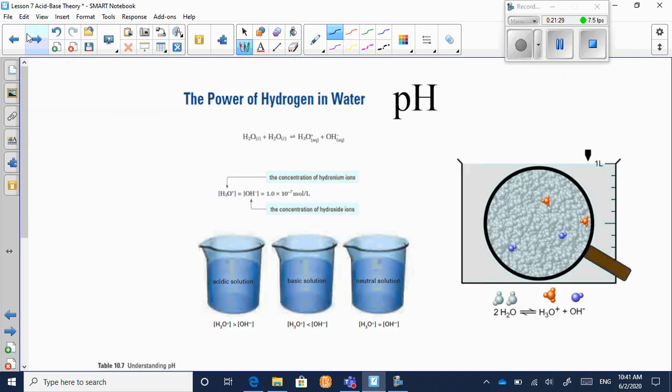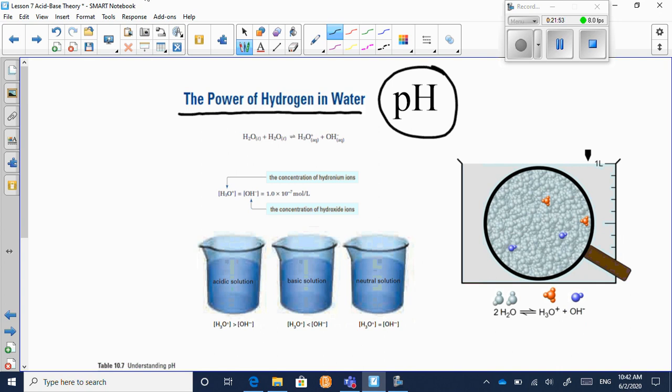Okay, pH. I said I was going to get into it. This is the last thing for this lesson. So basically, we talk about something called the power of hydrogen, and it's called the pH. And pH is an indication of the strength of an acid or a base.